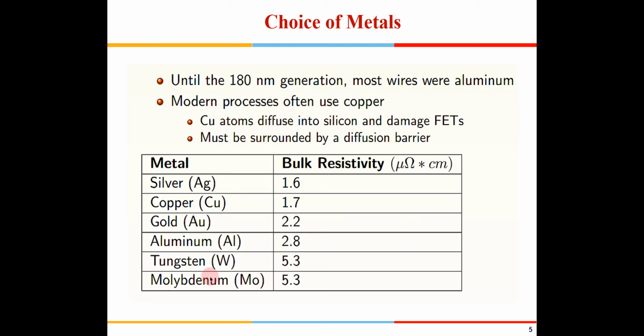Tungsten and molybdenum are used generally only for the gate metal, not for wires. It is listed here because we have started using them in CMOS technology. Titanium is also used for gate. We are using aluminum. I'll just show you one more slide.